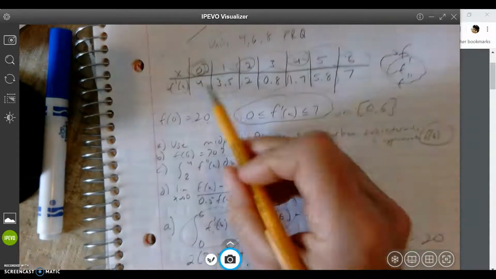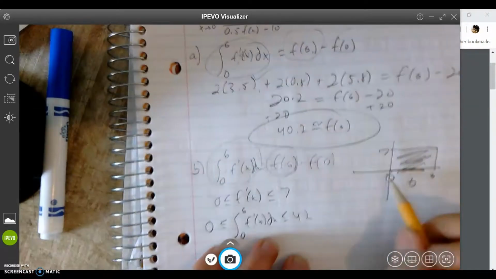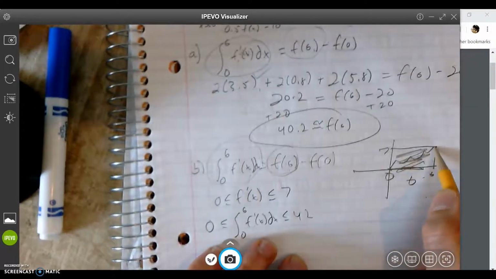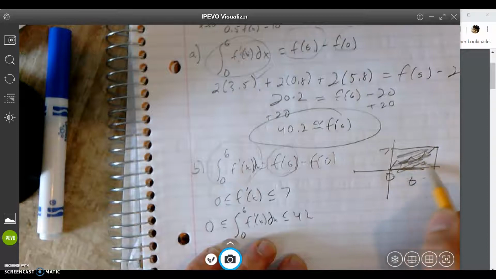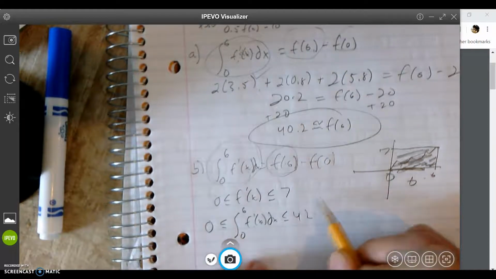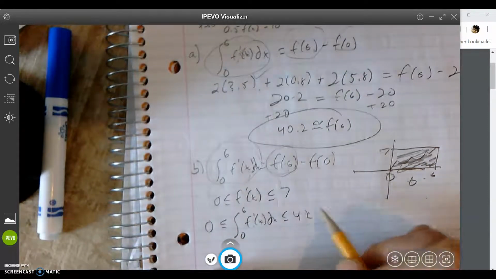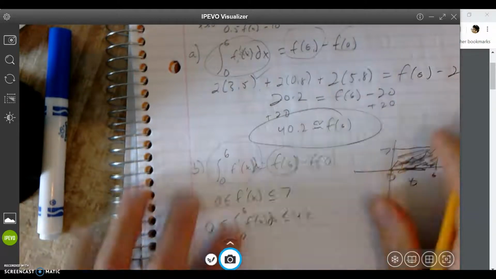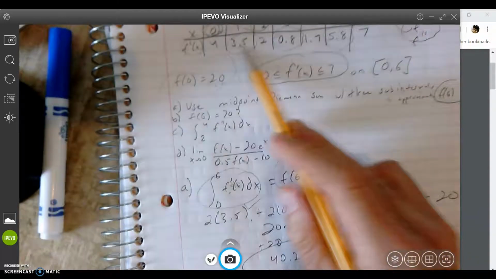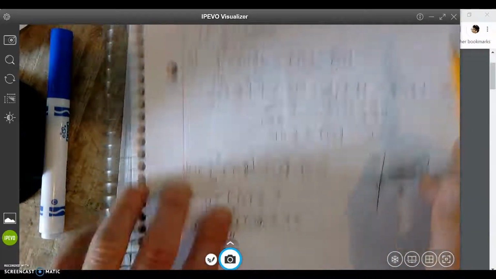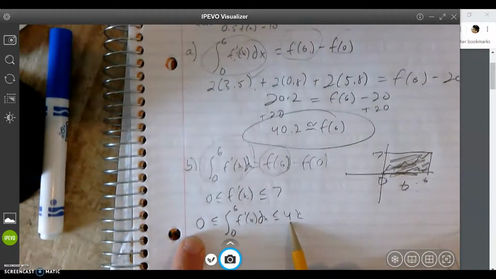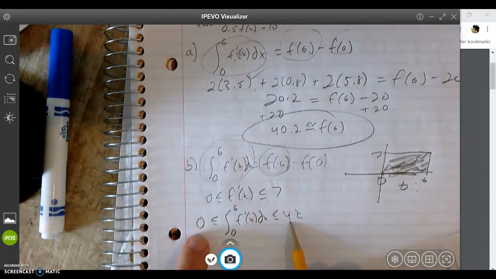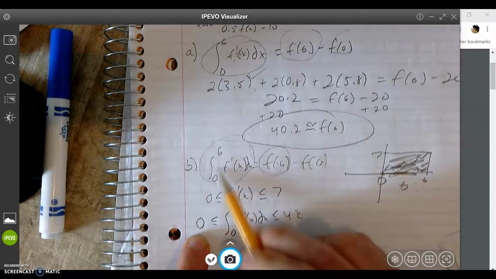And this right here is going to be between because the slope changes. So the slope is going to change like this. So the area under the curve is not 42, but that's the greatest it can be. Okay. And it's not 0 because obviously the slope isn't 0 for the whole thing. The slope is varying. But I do know that the area under the curve is somewhere between 0 and 42. That's what I've established. Okay? So I got this part here.